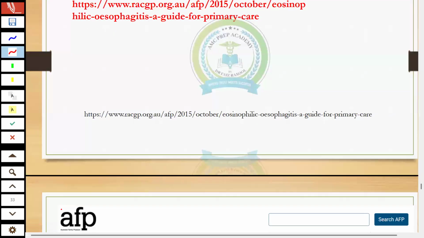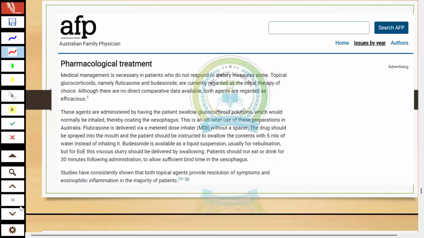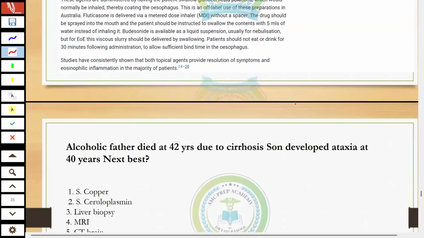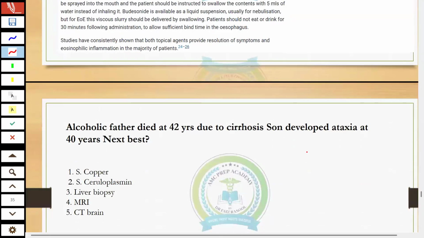Okay, doctors, so that is what we discussed. Here is a reference. Next question: an alcoholic father died at 42 years due to cirrhosis. His son developed ataxia at 40 years. What is the next best step? Option A is serum copper. Option B is serum ceruloplasmin. Option C is liver biopsy. Option D is MRI. Option E is CT brain.